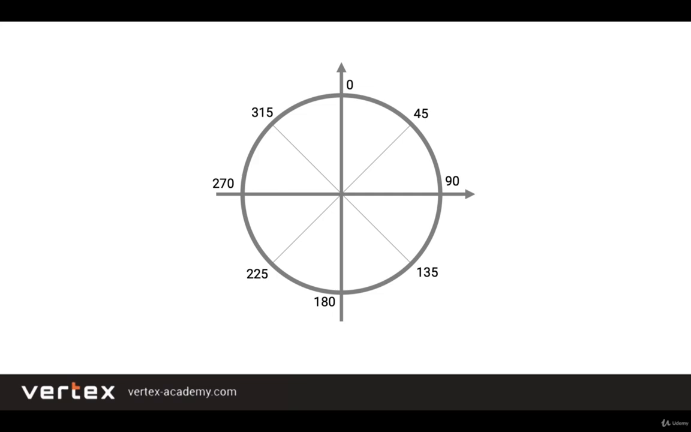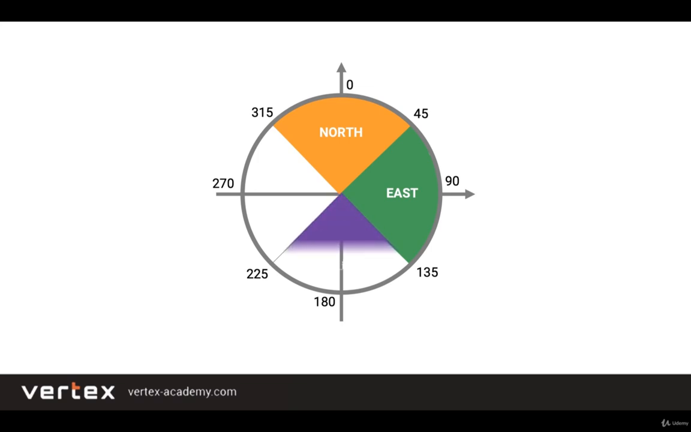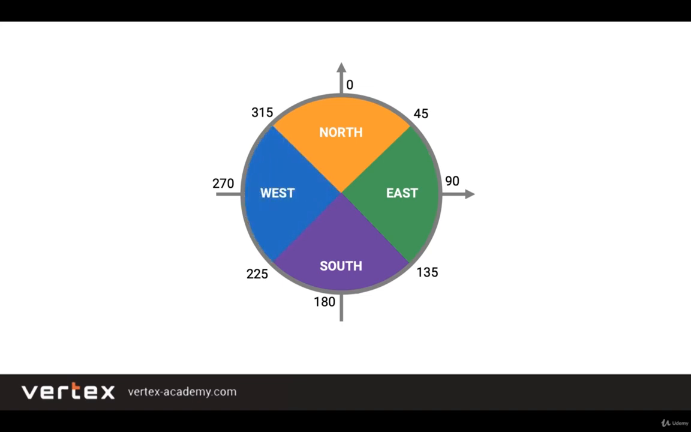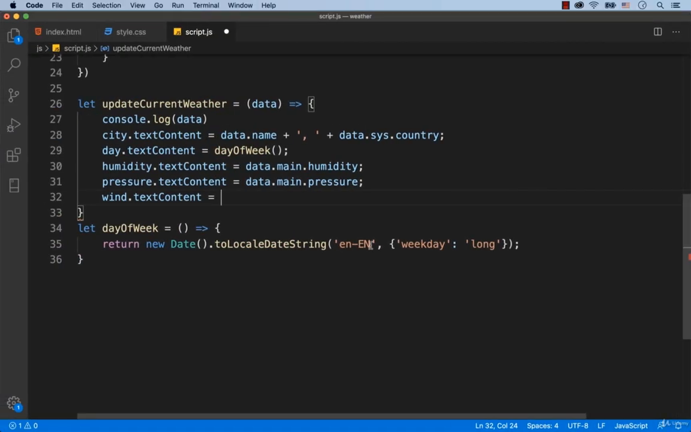So, if the wind has a value of degrees in the range between 315 degrees and 45 degrees, then it is wind from the north. If it is a value between 45 and 135 degrees, then it is wind from the east. When the value is in the range between 135 and 225 degrees, it is wind from the south. And we have wind from the west when the value is between 225 and 315 degrees. Okay, I hope it's clear. Let's implement this in the code.